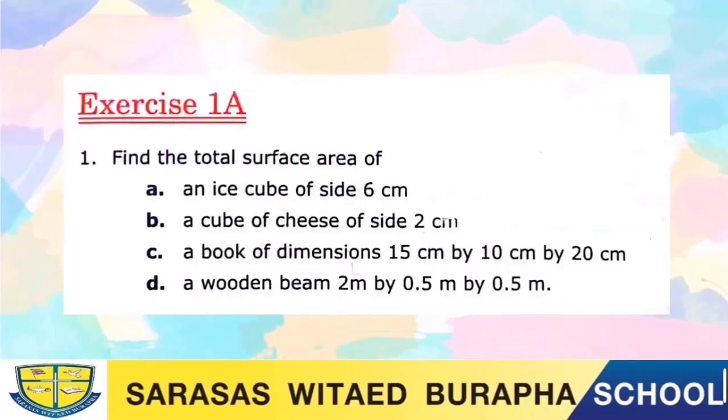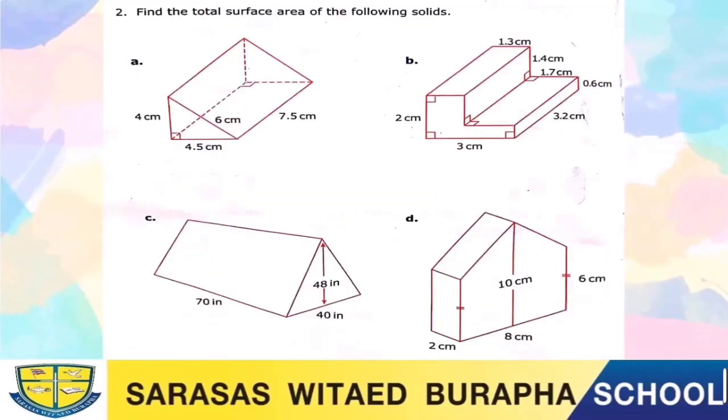Now let's take a look at the exercise from the book. On number 1, it says find the total surface area of the following. You have their letters A to D. And on number 2, find the total surface area of the following solids. Same as number 1, you also have their letters A to D. I attached the picture of the book exercise in the classroom group for your reference.